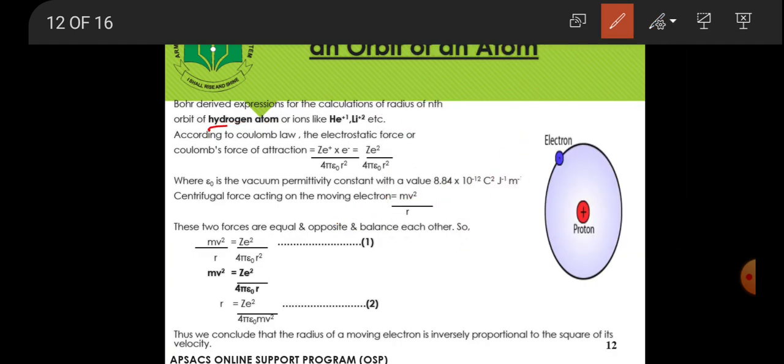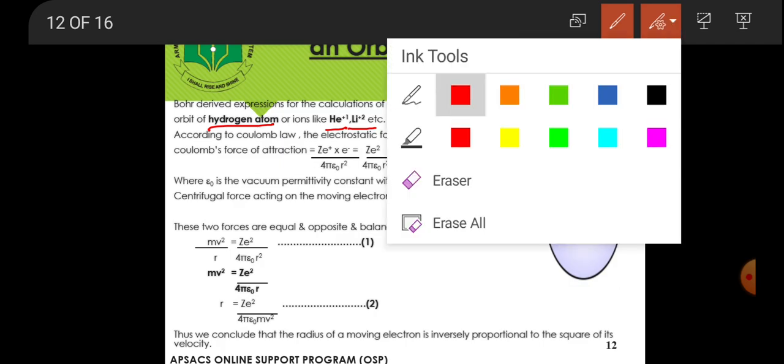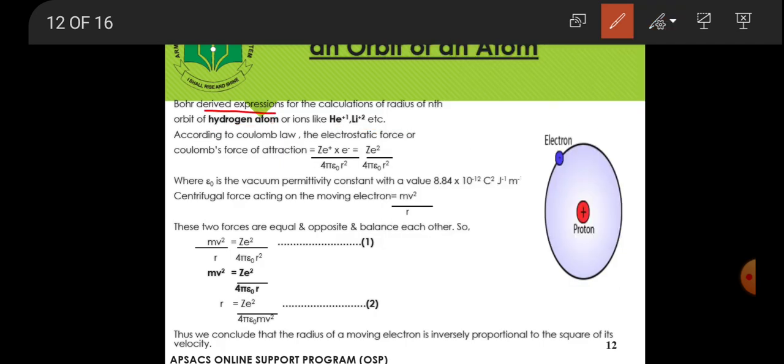So, hydrogen atom, He+ and Li2+ contain only 1 electron. We can say that these are monoelectronic systems. So, by using Bohr expression, we can calculate the radius of monoelectronic systems only.